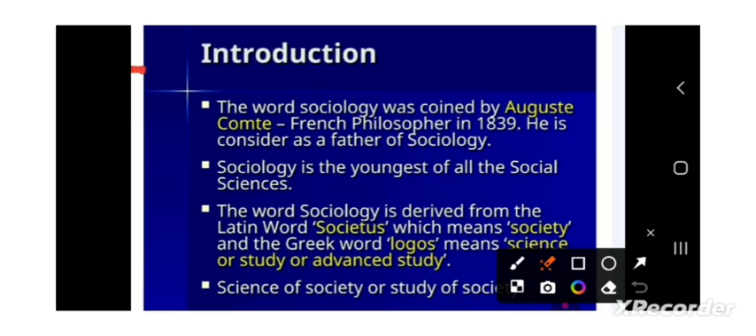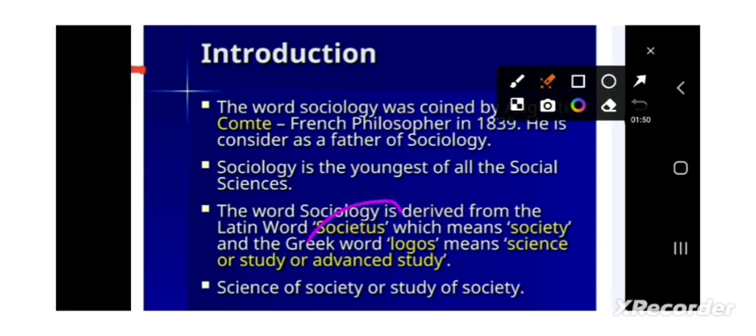Etymology, meaning of the word. Sociology: socio, from the Latin word societas, meaning society. Sociology: logos, Greek, meaning science or study of, or advanced study. The word sociology is derived from the Latin word societas, which means society, and the Greek word logos, which means science or study or advanced study. So, therefore, the literal meaning of sociology is the science of society or study of society. Sociology is the youngest of all the social sciences.